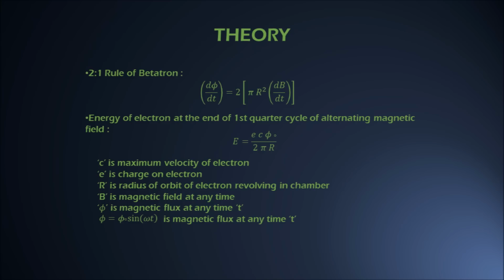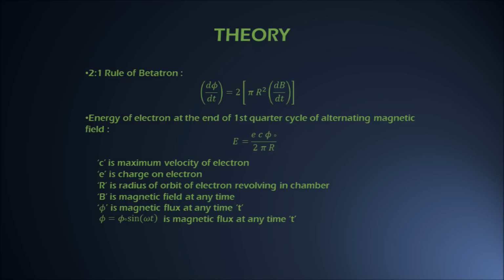Now let us come to theory of Betatron. The working of Betatron is mainly controlled by a formula which is known as Betatron condition or 2:1 rule. These are names given to the same relation. The relation is dφ/dt should be equal to 2πr² dB/dt, where dφ/dt represents rate of change of magnetic flux and B represents magnetic field, which is alternating magnetic field, continuously changing with time.